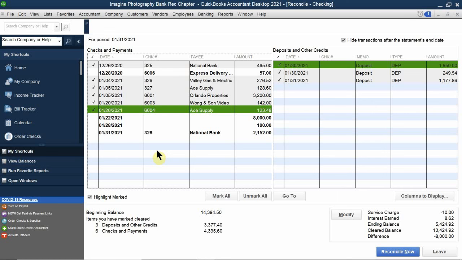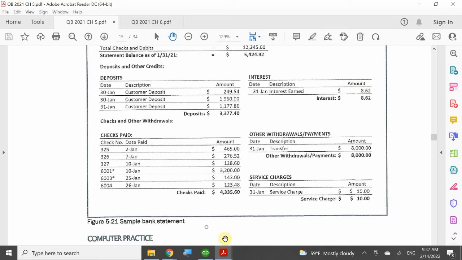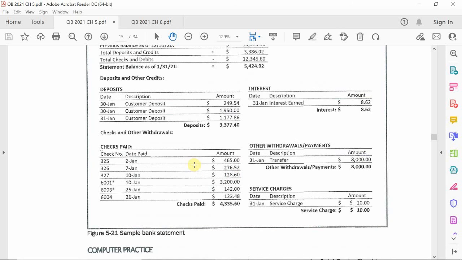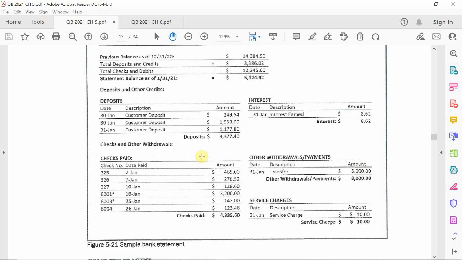Okay, so now let's take a look. I am still outstanding for $8,000. So let's go ahead and take a look at my bank statement. Now, what other piece of information have I not cleared yet?